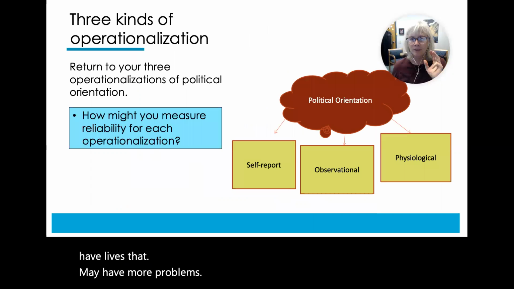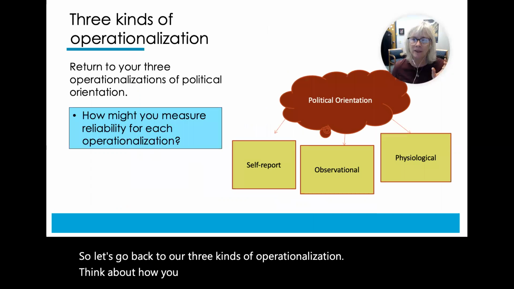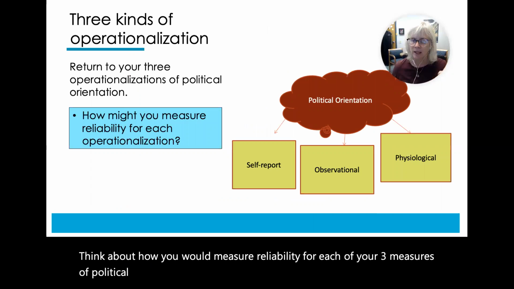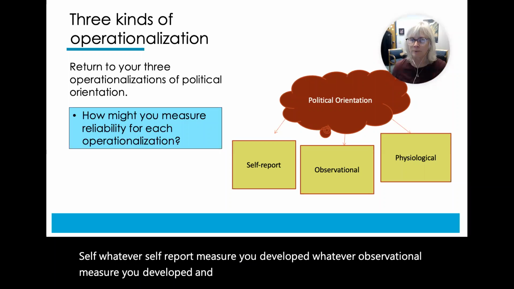So let's go back to our 3 kinds of operationalization. Think about how you would measure reliability for each of your 3 measures of political orientation. Whatever self-report measure you developed, whatever observational measure you developed, and whatever physiological measure.